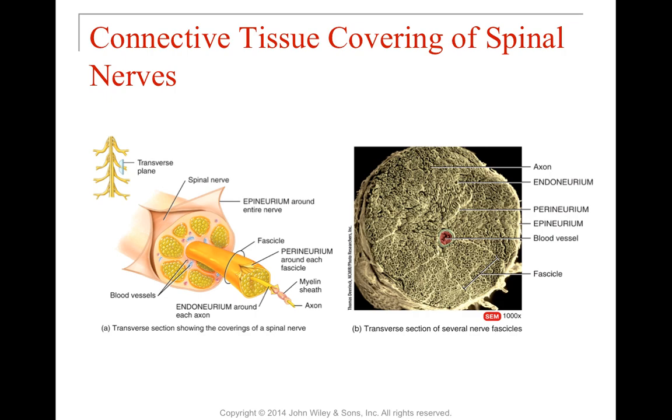Now, if we look here on the right, this is basically showing you what I just showed you over here. This is one fascicle, which is a whole bundle of nerves. It is surrounded by a perineurium, right? And each individual axon is going to be surrounded by an endoneurium. Again, those are going to be put together into a fascicle, which is going to have a perineurium that surrounds it, and then all of them together are going to comprise the spinal nerve, and that's going to have the epineurium that surrounds it. Again, here's a blood vessel here in the center.